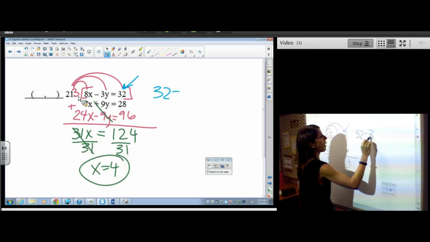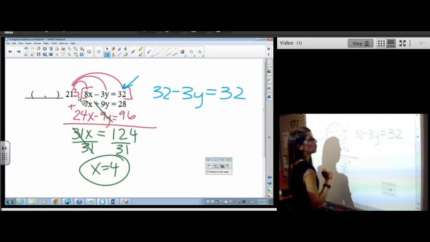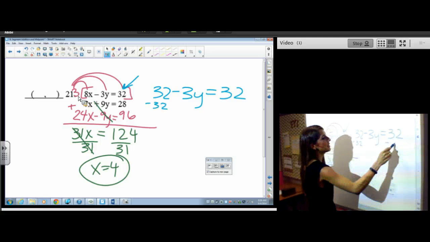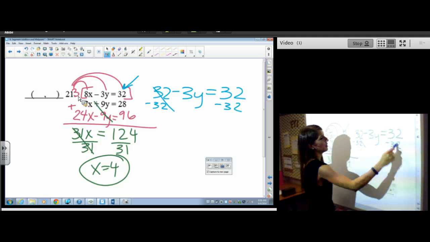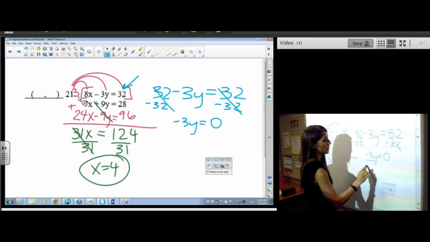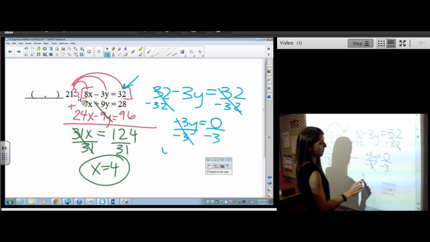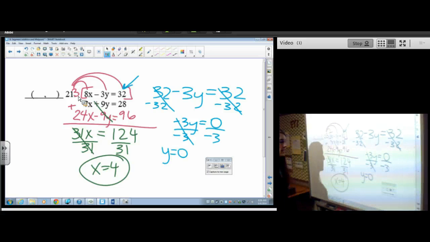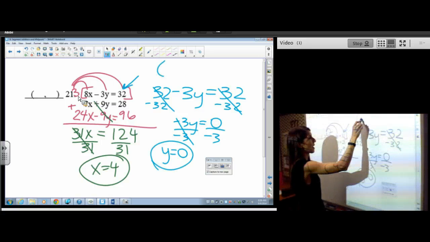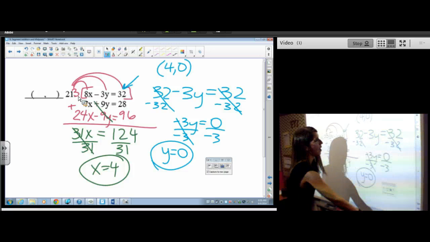We don't know y yet, so we have to write that. Wait a minute, that's weird. Subtract 32 from both sides. Negative 3y equals 0. Divide by negative 3. 0 divided by negative 3. Okay, y is 0. So you put your answer as an ordered pair. X, comma, y. 4, comma, 0.